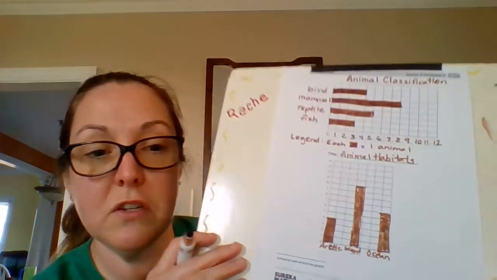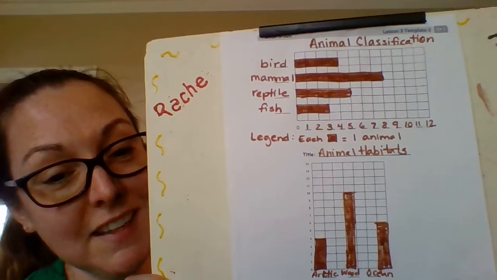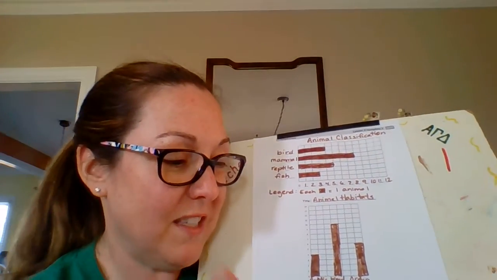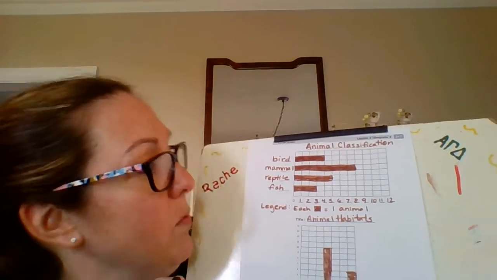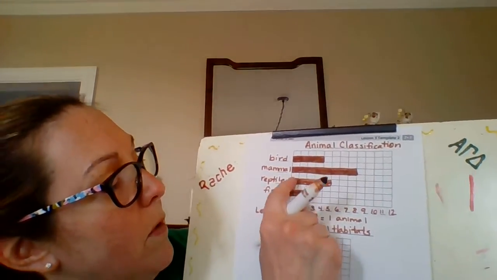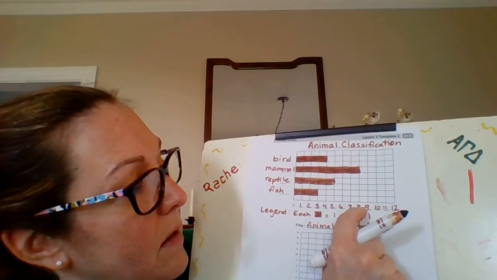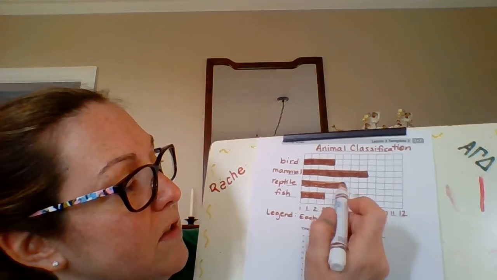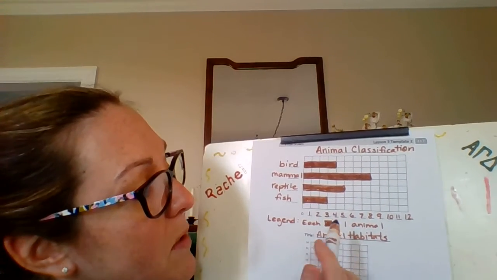Okay, so these are the 2 different types of graphs you're going to create today on your problem set, but you're not done there. You're going to be answering some questions. So, for example, how many more mammals than reptiles are there? Well, mammals, 8, reptiles, 5. So I know that 8 minus 5 is 3, but look what else I can do.